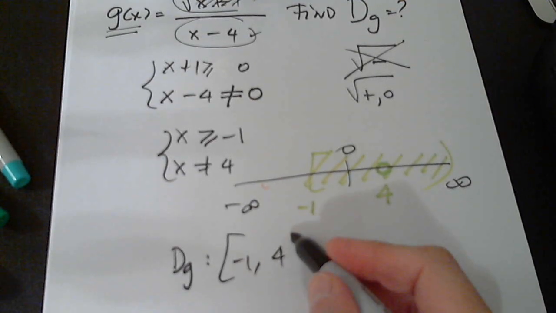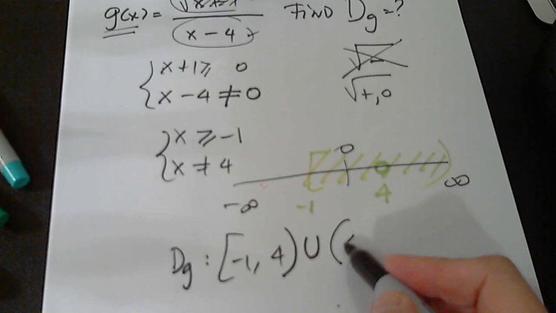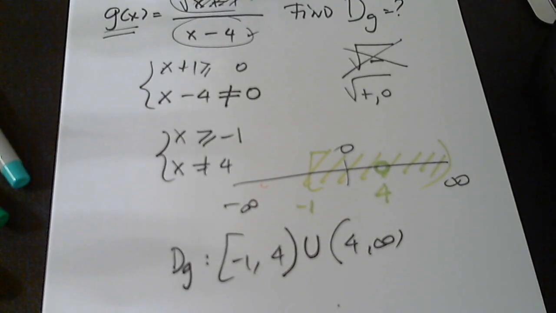to 4 with the parenthesis, and then union 4 with the parenthesis and to infinity. That's it. Perfect. Thank you very much. Any questions on this?